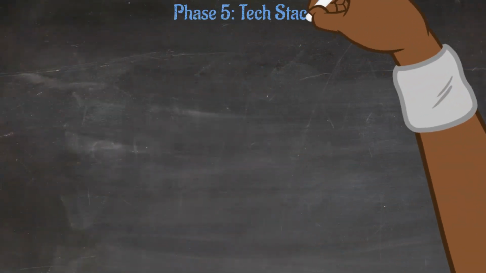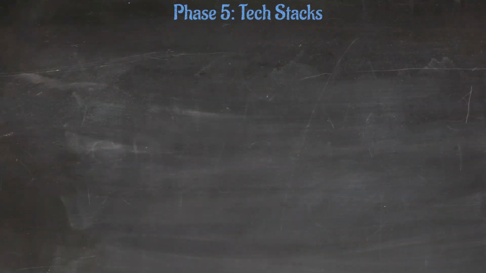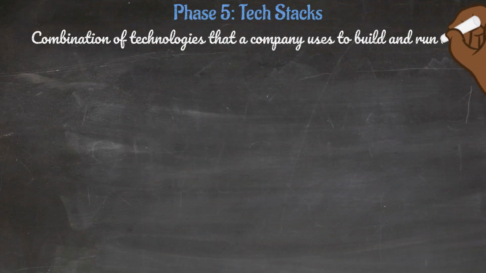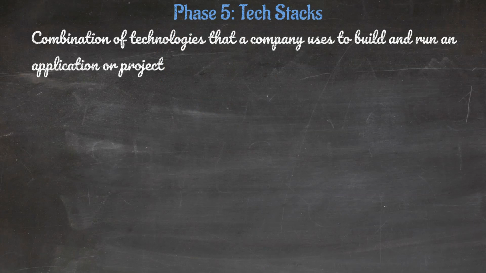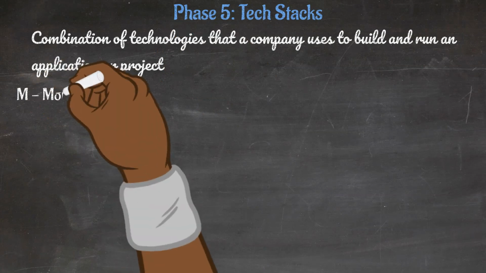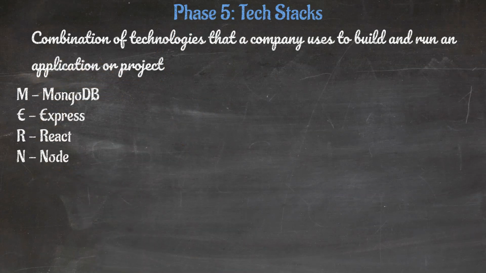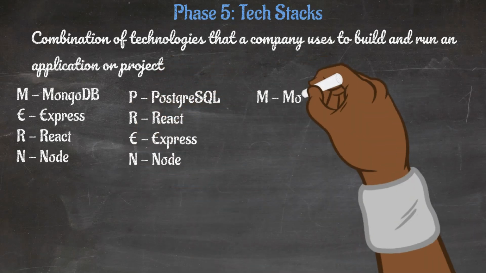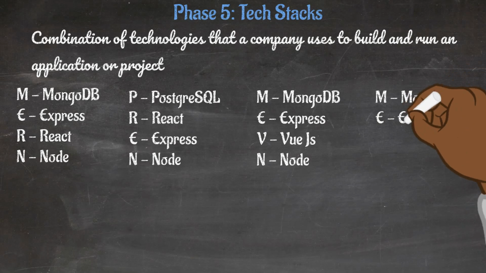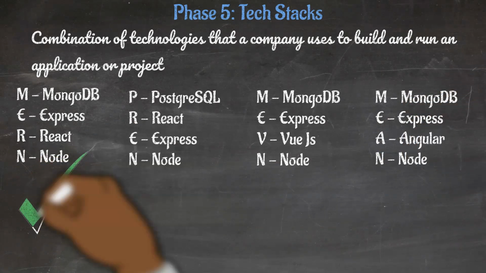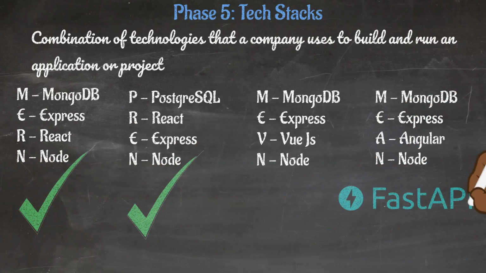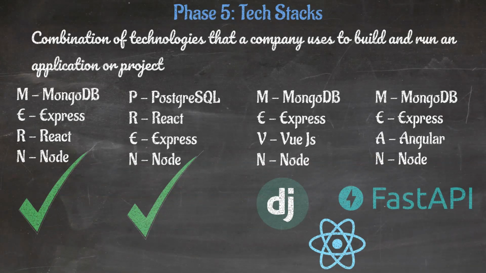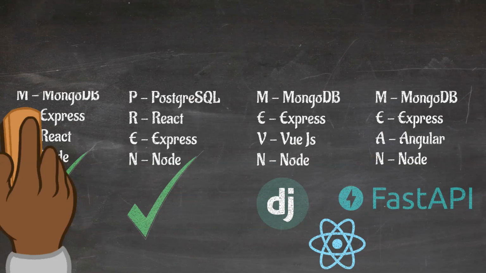Phase 5. Tech stack. A tech stack is a combination of technologies that a company uses to build and run an application or project. It mostly consists of a server-side and a client-side language plus a database. Popular tech stacks in JavaScript include the MEAN, MERN, MEVN, and MEAN stacks. I am working on some tutorials on the MEAN and the MERN stacks, but for the Python track, my tutorials will be on Django and FastAPI powered with a React frontend.